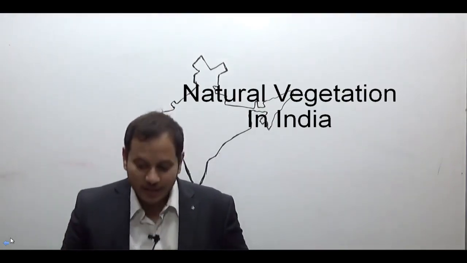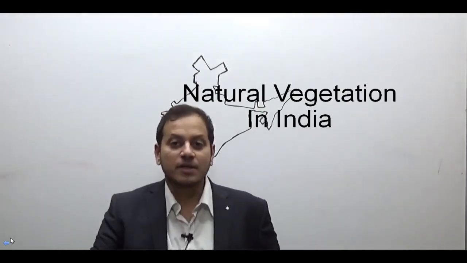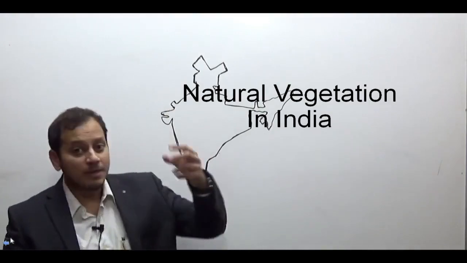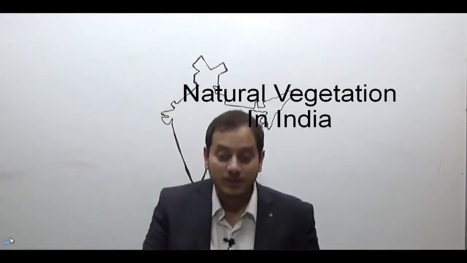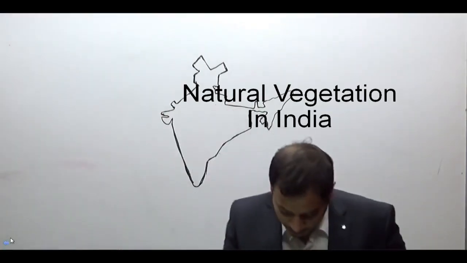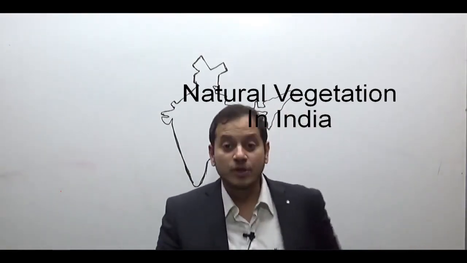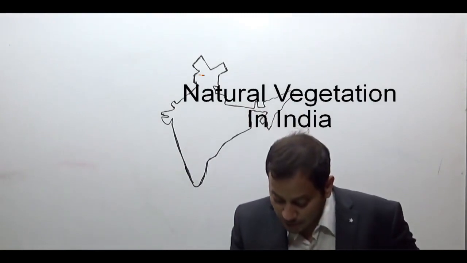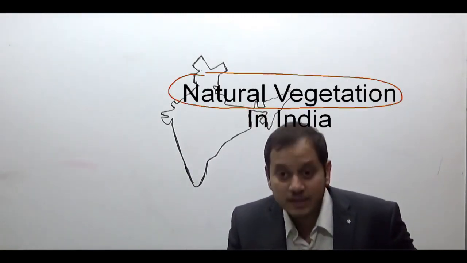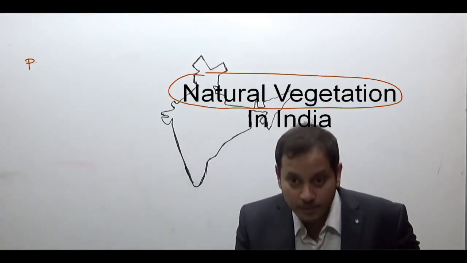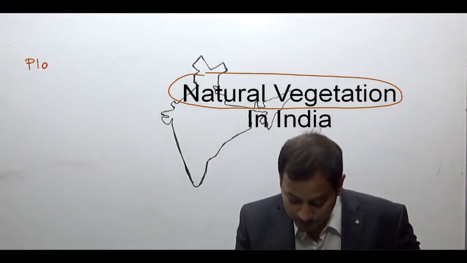Now to understand the topic of natural vegetation, first understand what you mean by natural vegetation. What qualifies as the natural vegetation of an area? Natural vegetation of an area means a plant community.